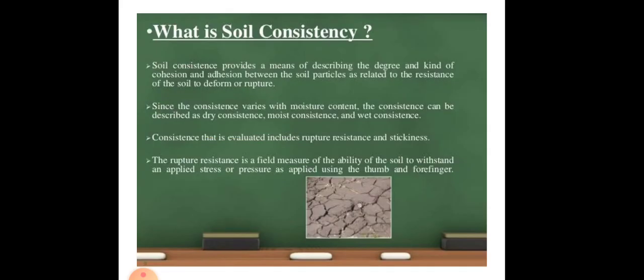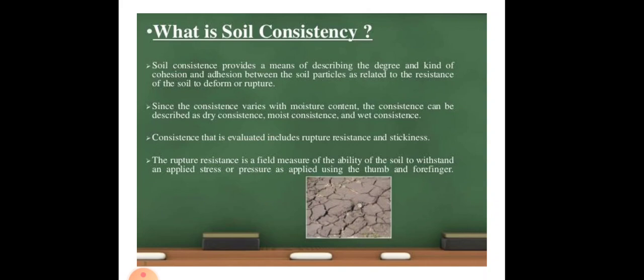Then there is soil consistency. It is also another physical property. Let's see what is meant by consistency. Soil consistency provides a means of describing the degree and kind of cohesion and adhesion between the soil particles. We know there are different types of forces. Cohesion means the force of attraction between similar kinds of molecules, and adhesion is the force of attraction between different types of molecules.